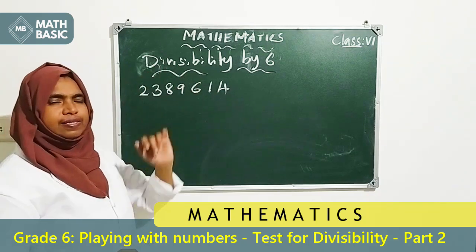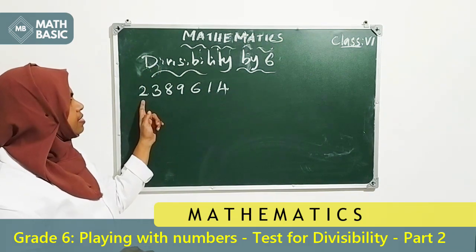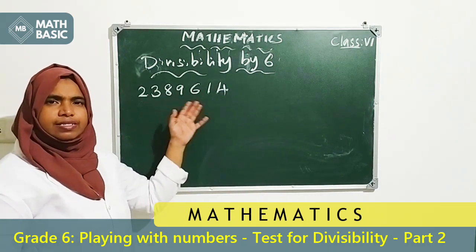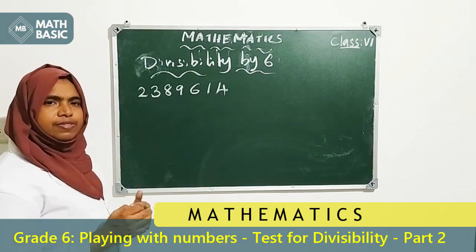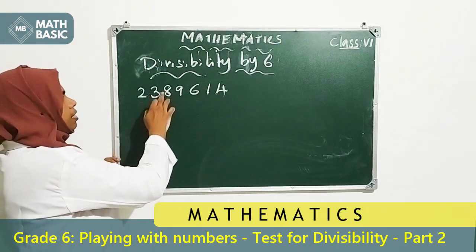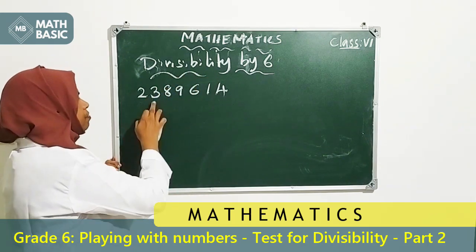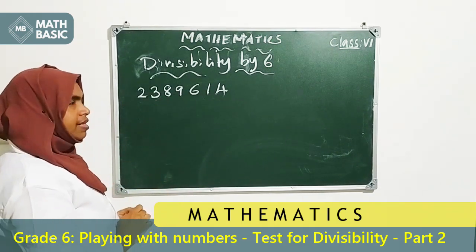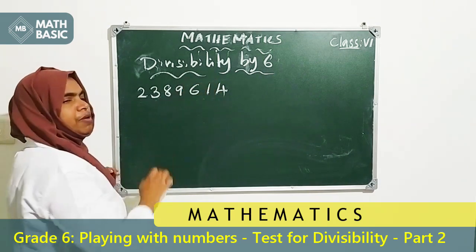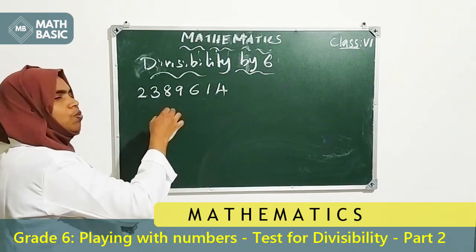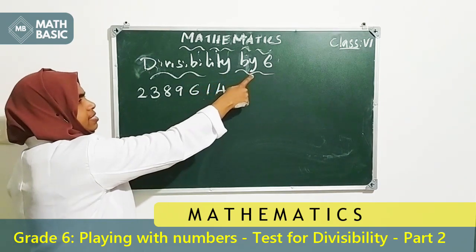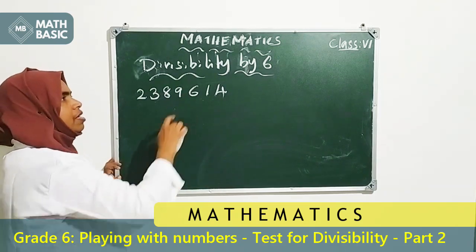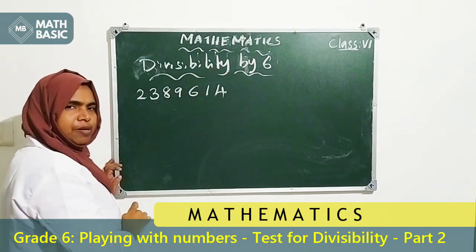Next, divisibility by 6. See this number, a 7-digit number. Check whether this number is divisible by 6. We have seen that to check divisibility by 6, first we check whether the number is divisible by 2, then check whether it is divisible by 3. If the number is divisible by both 2 and 3, we can say that the number is divisible by 6.